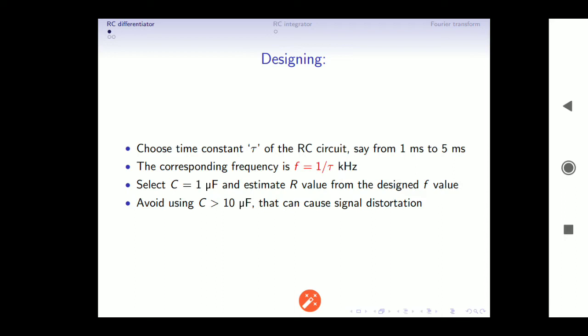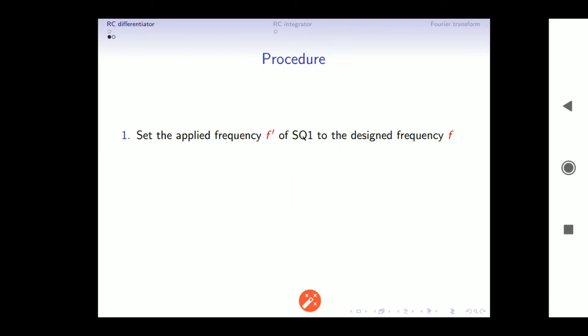To avoid distortion in the output signal, always avoid using a capacitor of more than 10 microfarad. If you use a capacitor of more than 10 microfarad, then the resistance should be more than 2 kilo ohm. So that imposes certain conditions in the designing. The procedure is to construct the circuit, then set the applied frequency to the desired frequency.